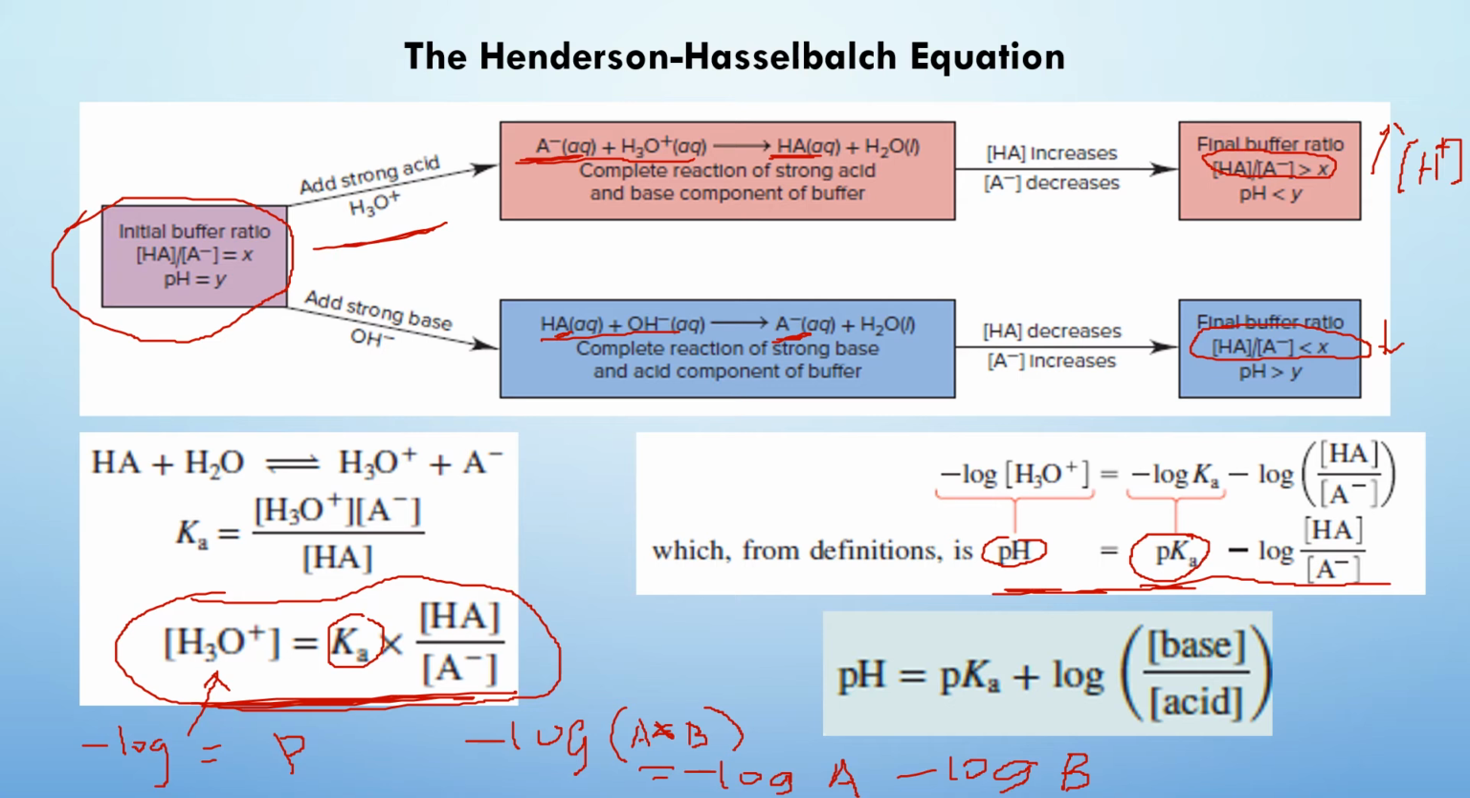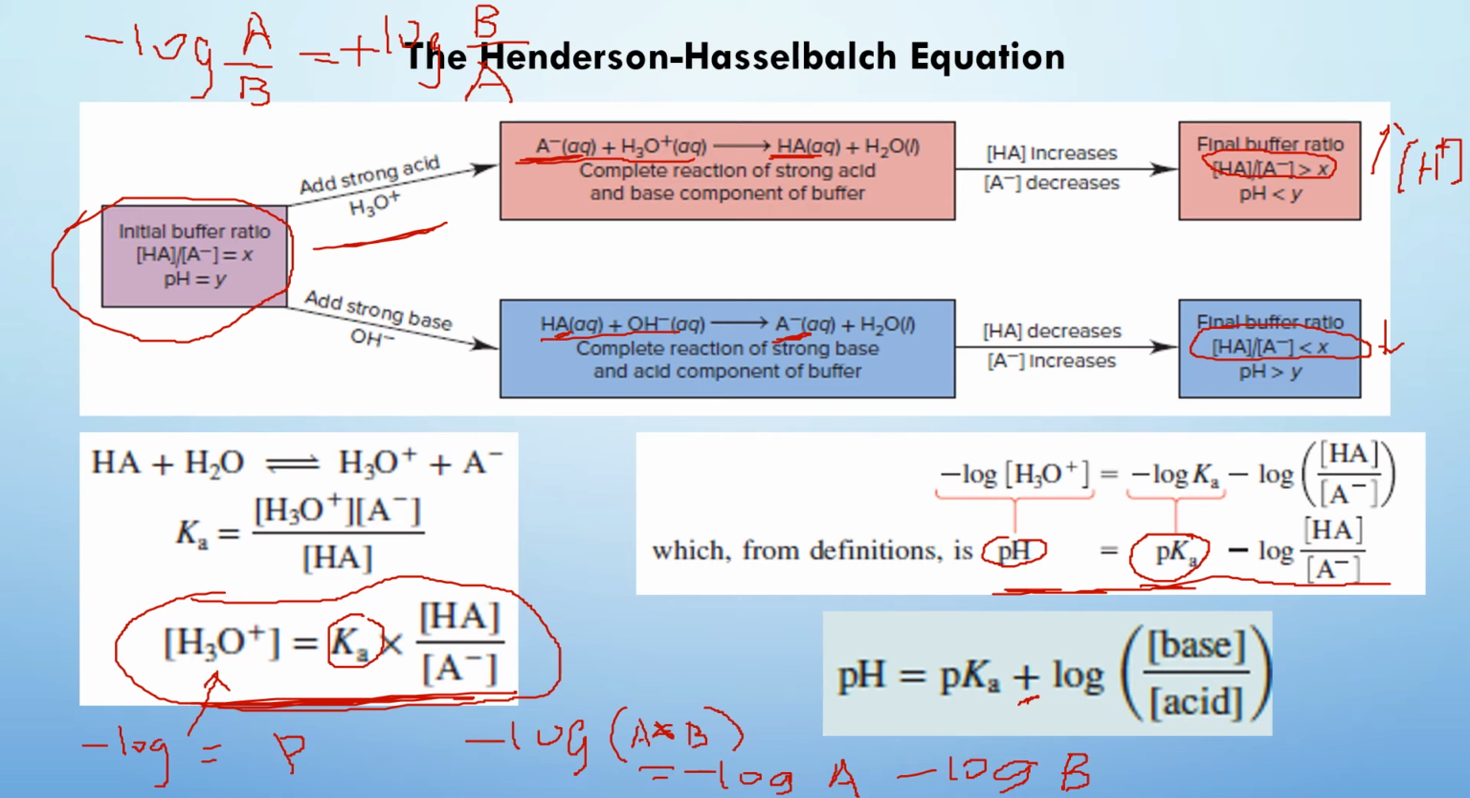And we can further rewrite this equation by changing the sign here. So when you have a negative log A over B, that is equal to positive log B over A. Right, so here, when you turn this negative sign into positive, you have to flip the numerator and denominator.